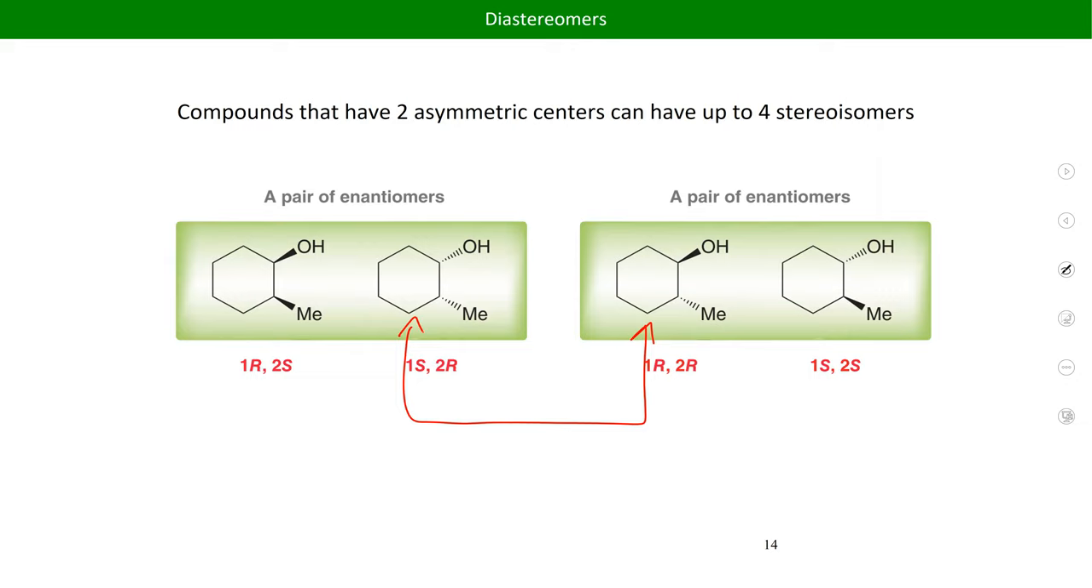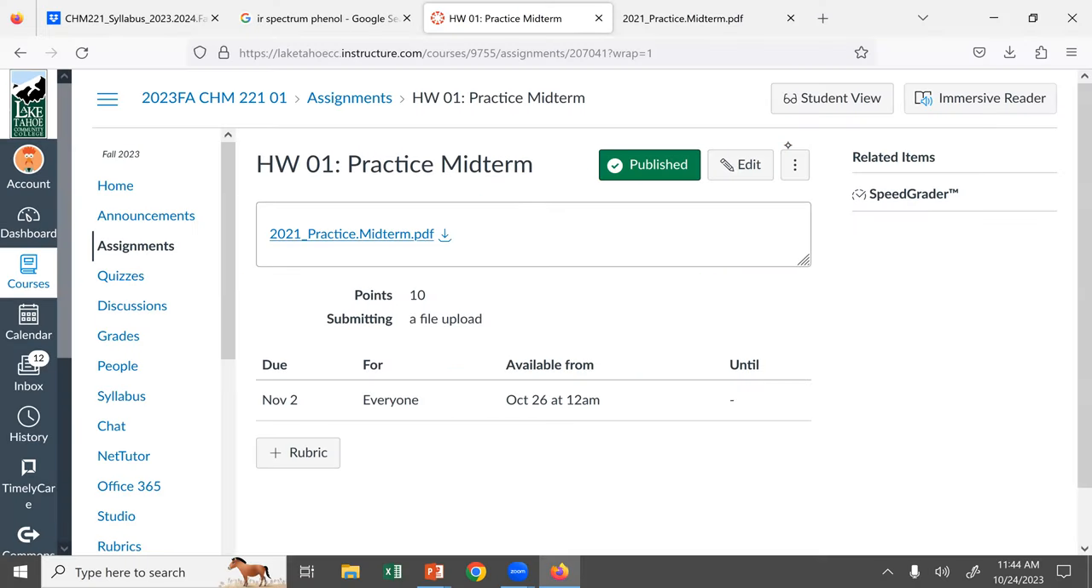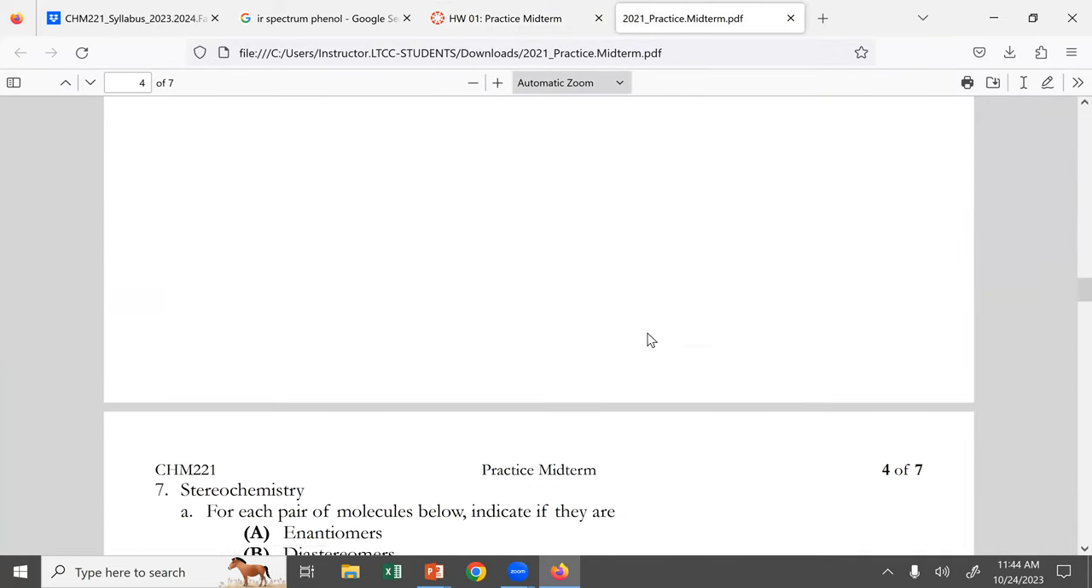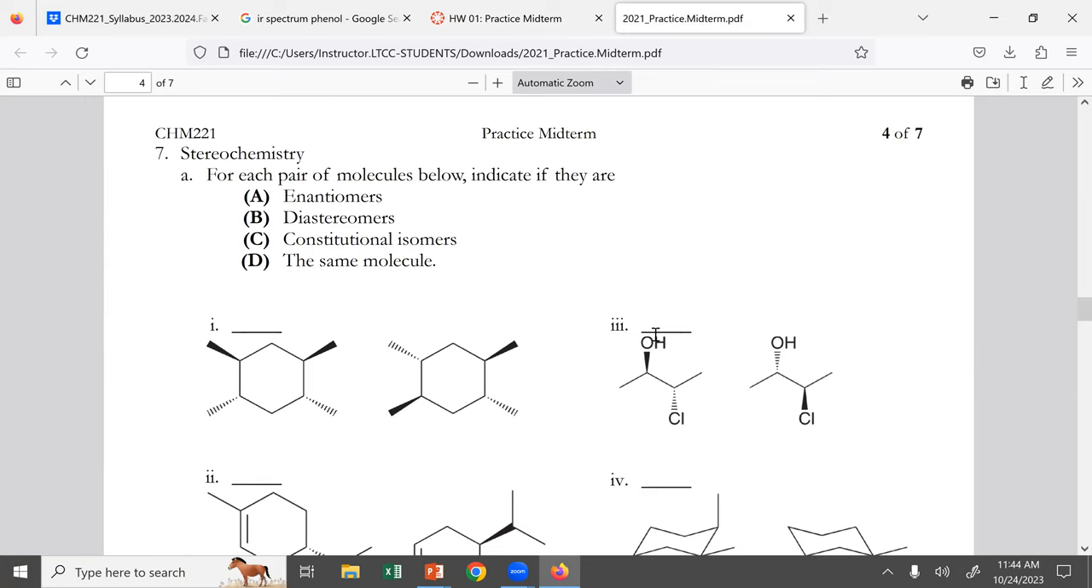And it's written up at the top. If I go back to the practice midterm, if things have the same formula, there are really four options. If it's the same molecular formula, it could be a constitutional isomer if you have things attached in different places. It could be an enantiomer if it's got a non-superposable mirror image. It could be the same molecule just drawn differently. Or it could be a diastereomer, where you flipped one of your stereo centers, but not all of them.